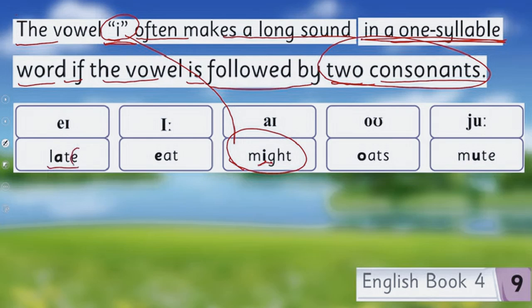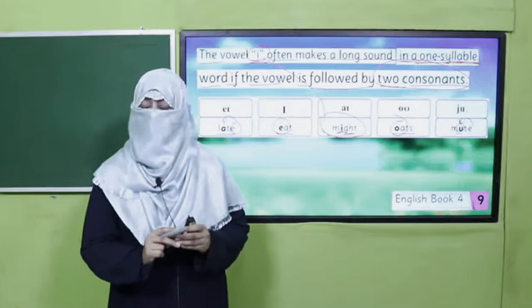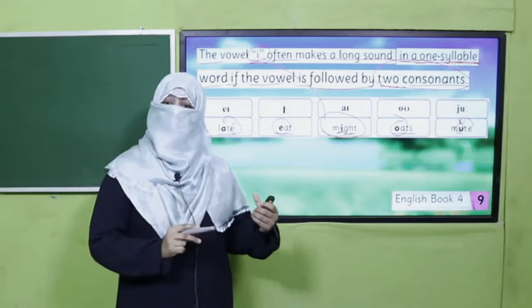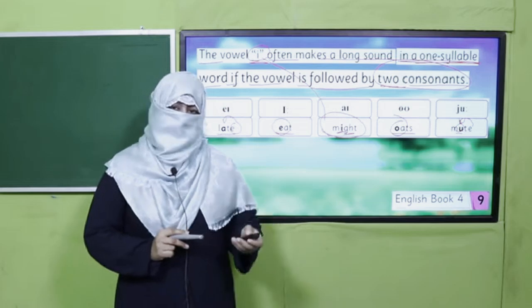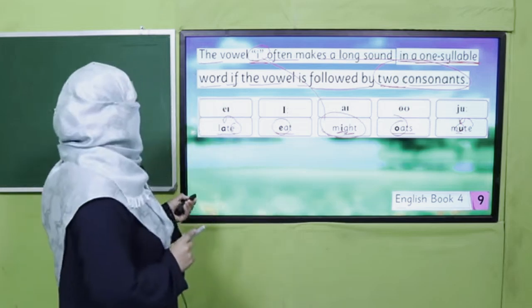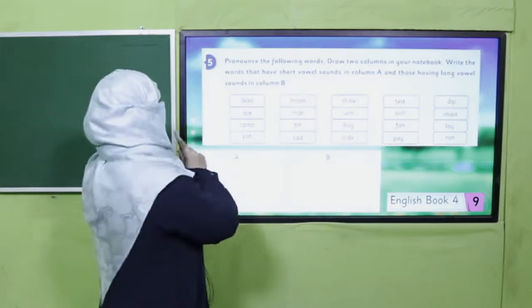You can see the bossy E rule over here. It's eat, the two vowels rule is over here. I, two consonants rule is over here. Odds, again two vowels rule is here. And mute, again bossy E rule is over here. Right, so this is how we find out whether this vowel is giving a short or long sound. All right, and we are going to practice it.